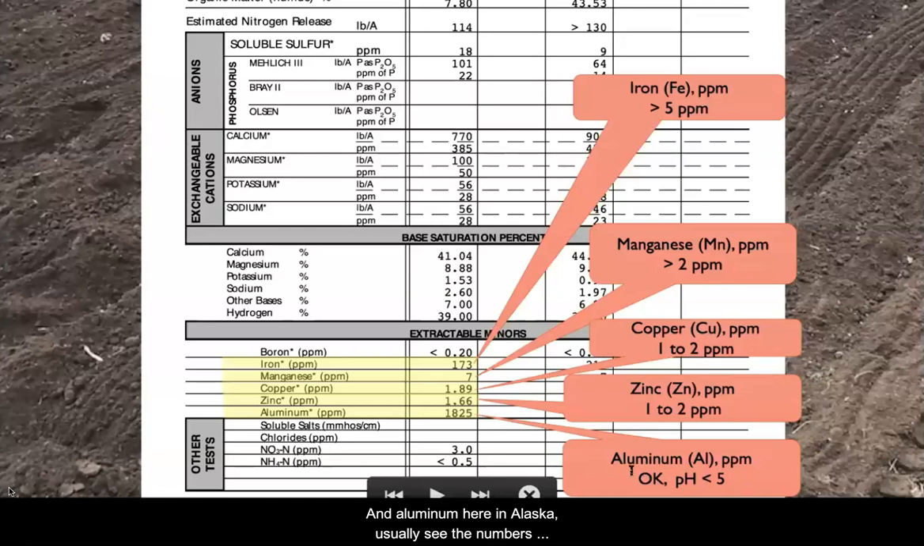And aluminum here in Alaska, we usually see the numbers being fairly high. That's not an issue, and it really only becomes an issue when your pH gets below 5, but most of us don't have to worry about that anyway because our soils are usually going to be somewhere around 6. So again, aluminum's not too much to worry about for us.